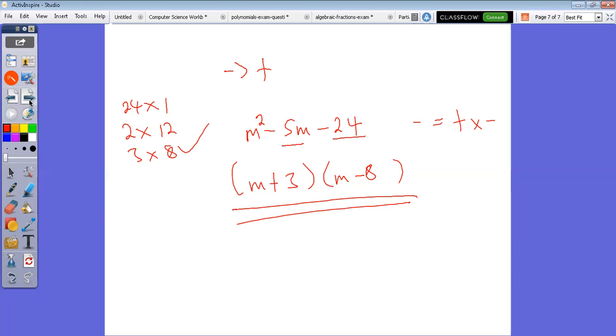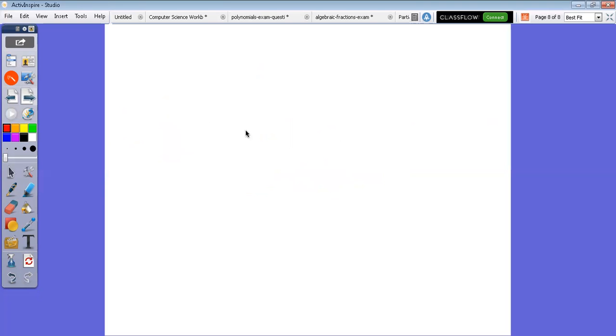Okay. Now, let's look at something different. What if I have something like this? I have m squared plus 8m plus 12. Okay. So to factorize that, I've got an m term multiplying by another m term. Now, because m times m will give us m squared. Okay. Now we have a positive.